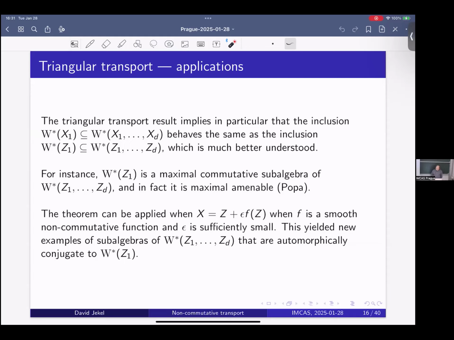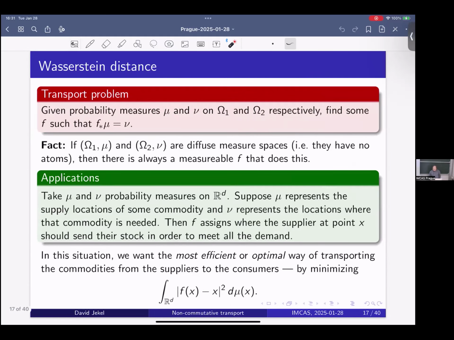Okay, so that was the first bit about smooth change of coordinates. And you already see that this has some nice applications to von Neumann algebras and C-star algebras, because it wasn't clear before this whether they're isomorphic, or, for the triangular case, whether these subalgebras behave in the same way as the freely independent case, and it turns out that they do.